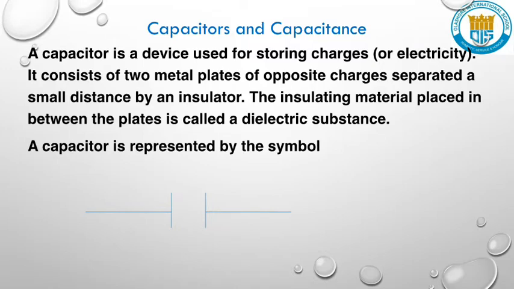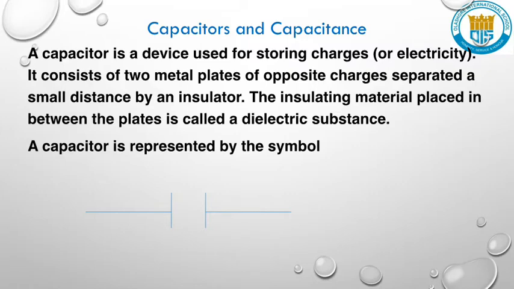Capacitors are basically made of two metal plates, which are represented in the diagram by the two vertical lines you see on that symbol there. Both plates are of opposite charges and they have a small distance between them. In real capacitors, that distance is not just empty. It has an insulating material there. And that insulating material placed in between the plates is what is called the dielectric substance of the capacitor.